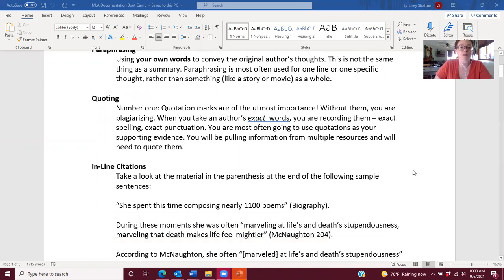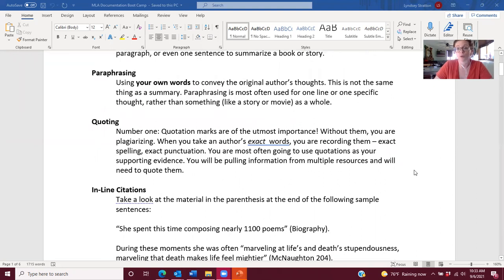The next thing, with quoting, if you do not use quotation marks and you don't cite, then you're plagiarizing, okay? If you use quotation marks, it indicates to your reader that it is not your words. If you don't cite it, then you're still plagiarizing, but we all are aware then that it did come from somewhere else. So it is very important to make sure that you cite.